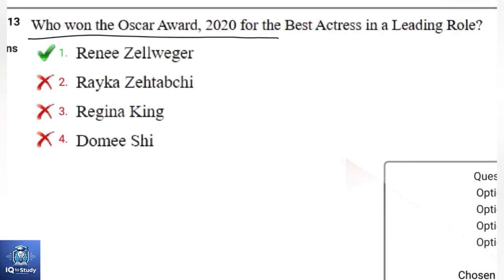Who won the Oscar Award 2020 for Best Actress in Leading Role? Renée Zellweger.